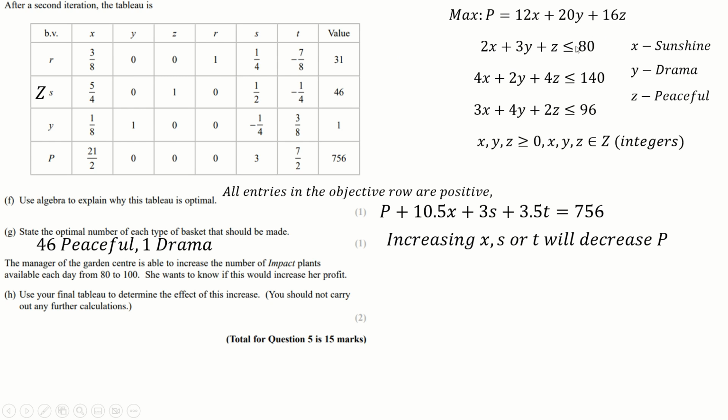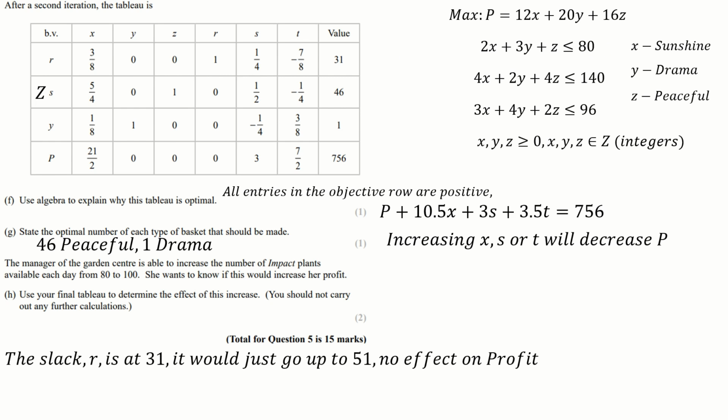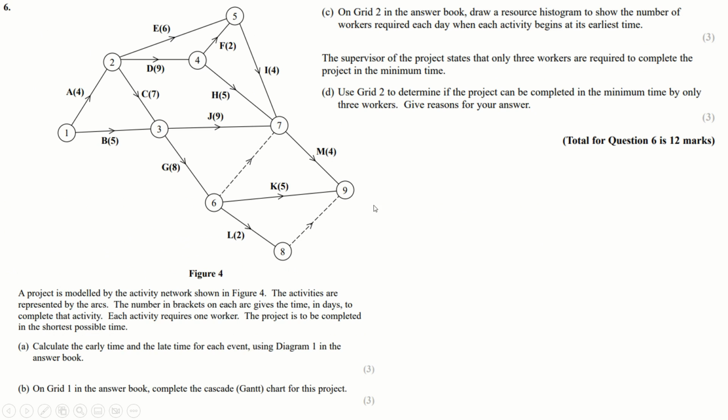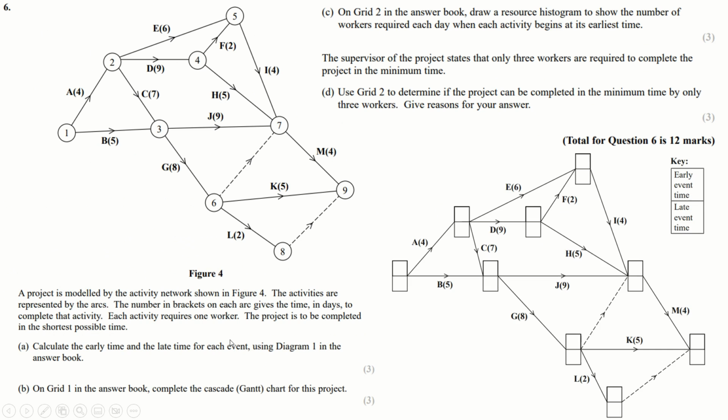Now, if we increase the 80 to 100, that just means the slack will increase, and currently the slack isn't at 0, it's at 31. So the slack value will just go from 31 to 51, and so you'll have no effect on profit. Instead of having 31 random impact plants sitting around each week not being used, you'll have 51 instead, so don't do that. Question number 6, we're going to use this table to fill in.